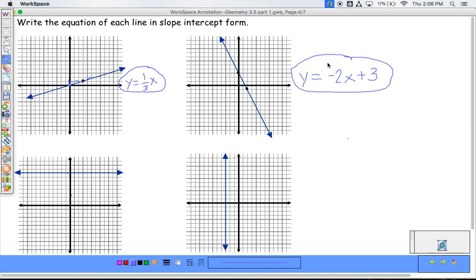And again, like I said, every point on the line should work in here. So for example, if you plugged in the point 0, 3, if you plug in 0 here for x and 3 for y, you would end up with 3 equals 3, which is a true equation. And again, that would work for any point on that line.